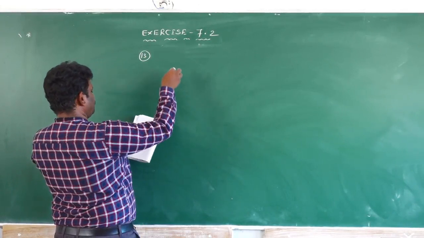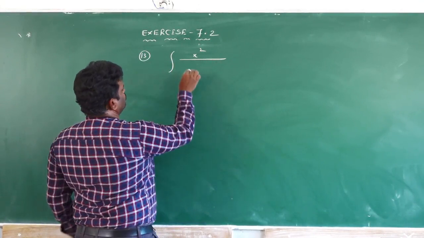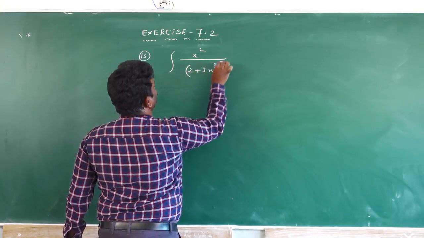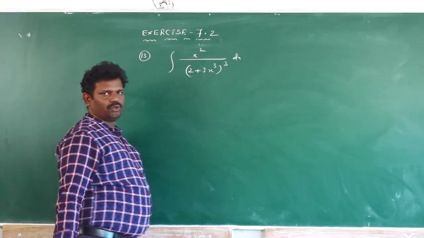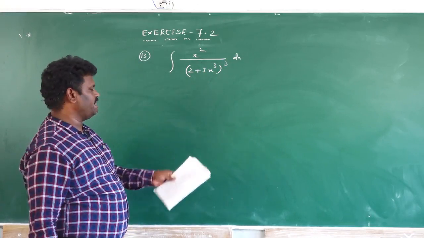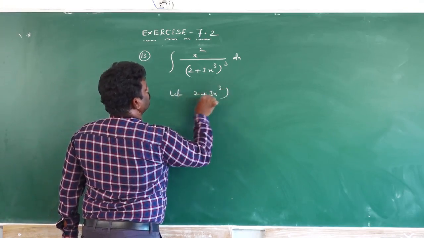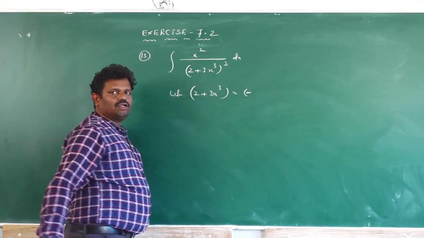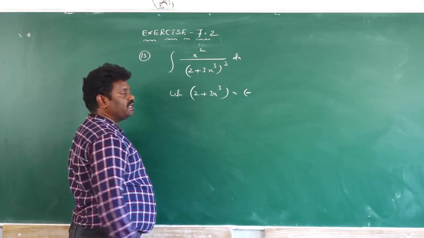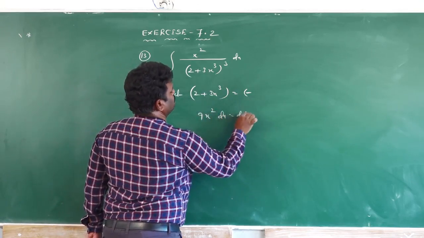Yes, next: integral of x square by 2 plus 3x cube whole cube dx. Okay? Now here we take a substitution. Let 2 plus 3x cube be equal to t. Now what is the derivative of this? The derivative of 2 is 0, and 3 into 3x square means 9x square. So 9x square dx is equal to dt.